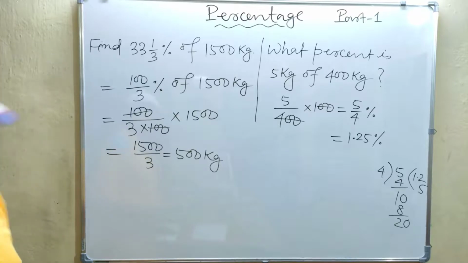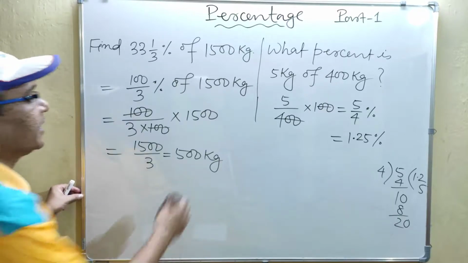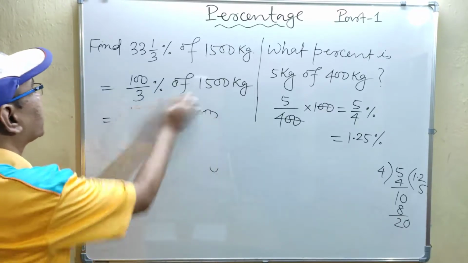Okay. 5 किलो 400 किलो का कितना परसेंट है? तो 1.25%. देखिए एक और क्वेश्चन.